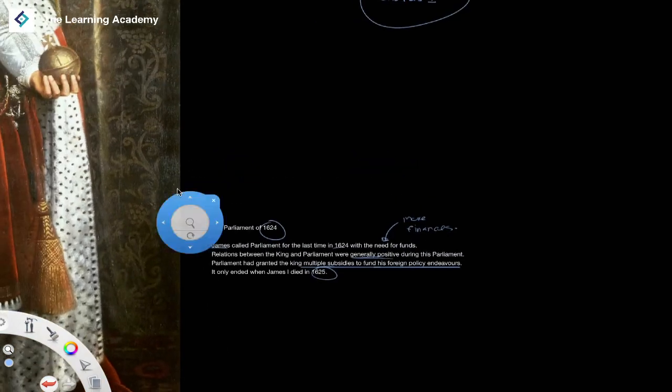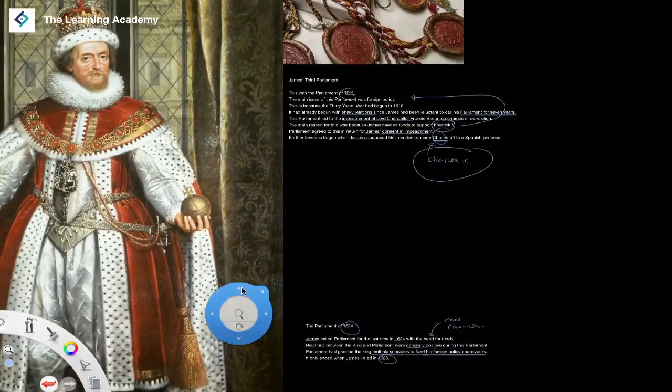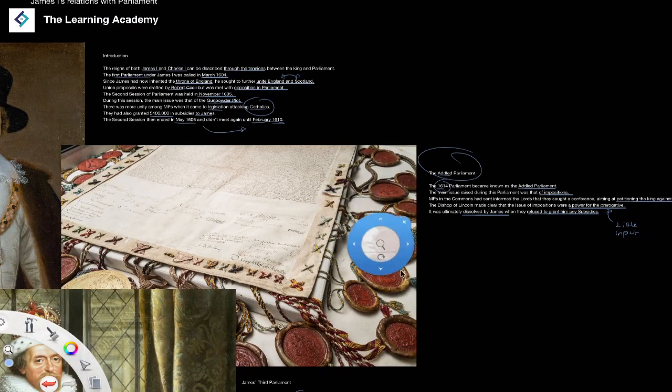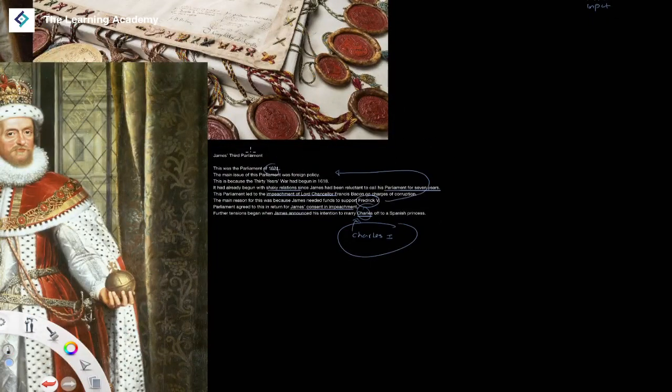So we can see that there was the beginnings of tensions as it relates to the monarch and their relationship with Parliament. Now, James's relationship with Parliament on the whole was generally more positive than when we will look at Charles in a few lessons' time. But James's parliaments did have a lot of tensions in them. So we have, for example, the Addled Parliament of 1614 and the Third Parliament of 1621, only being successful for James in return for something that Parliament wanted, which was the impeachment of Lord Chancellor Francis Bacon.